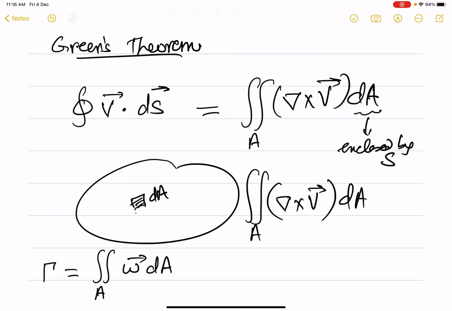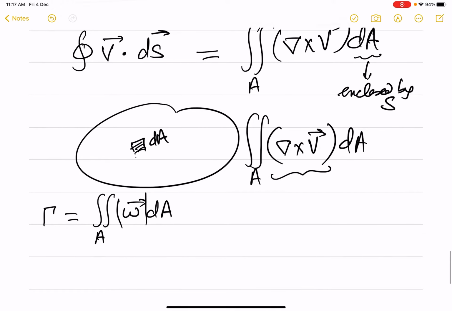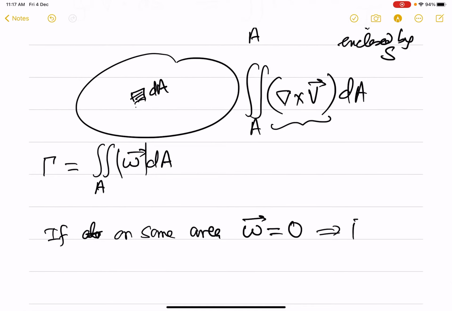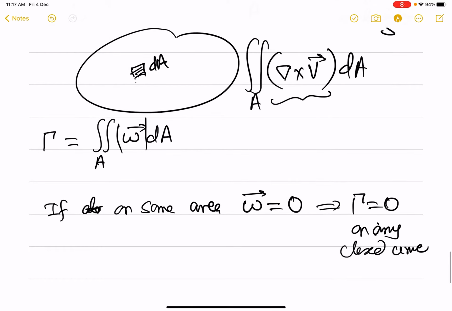Here, when we say del cross V, we are taking the magnitude of omega. So we add up the magnitude of omega times dA over the entire area. If on some area A, or on that domain, omega is equal to 0, this means that the circulation will be equal to 0 on any closed curve in that area. So circulation and vorticity are related.